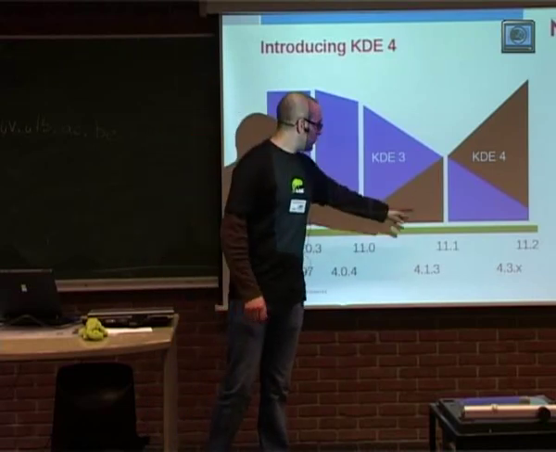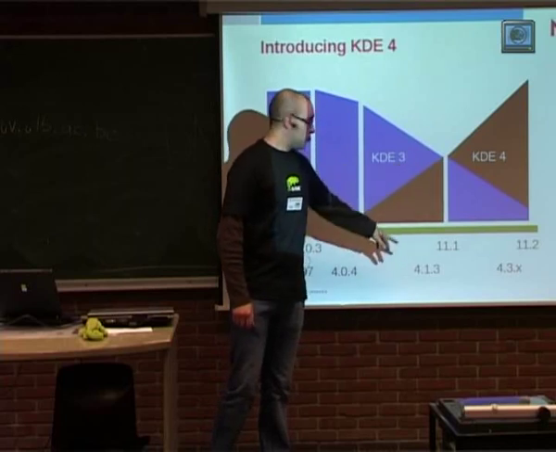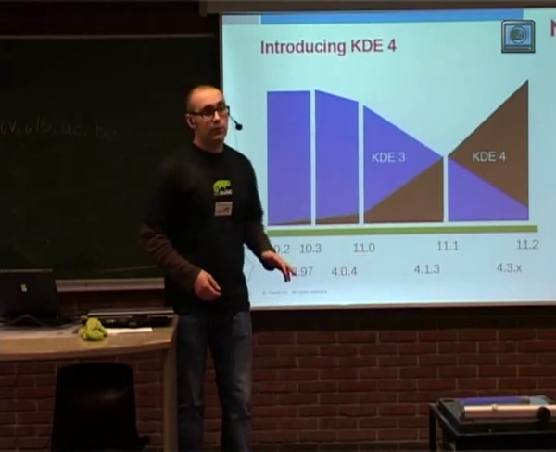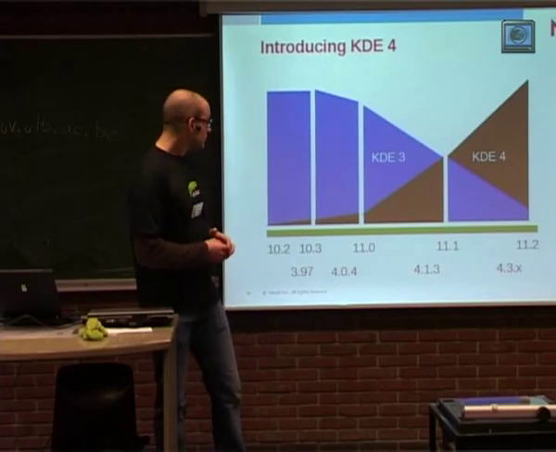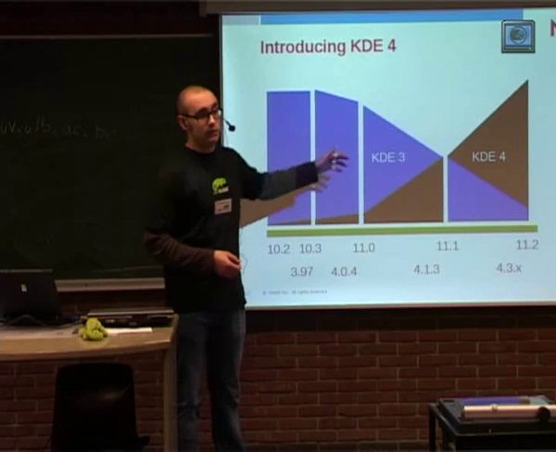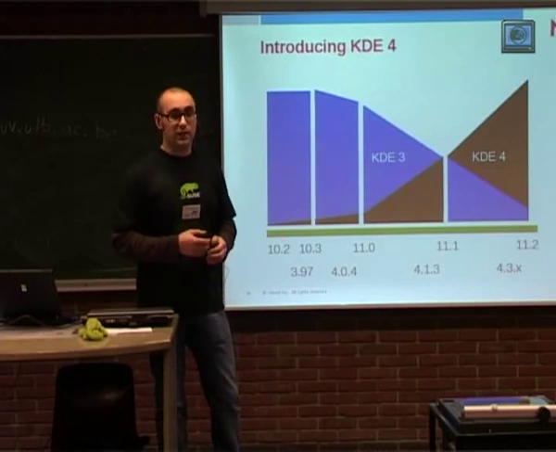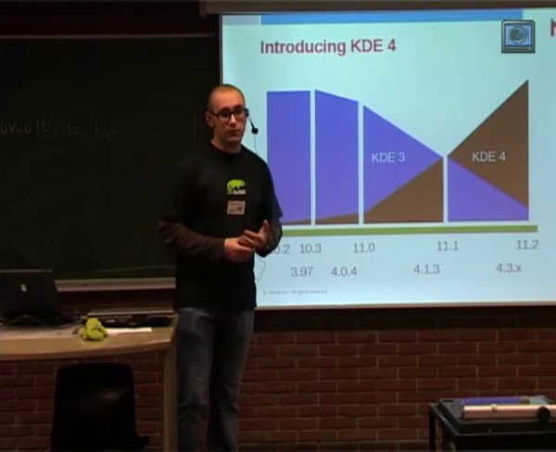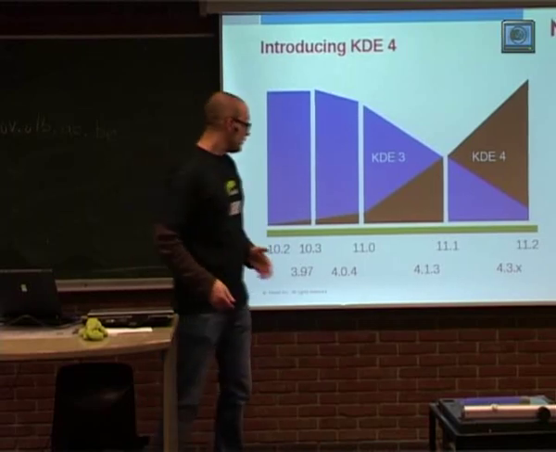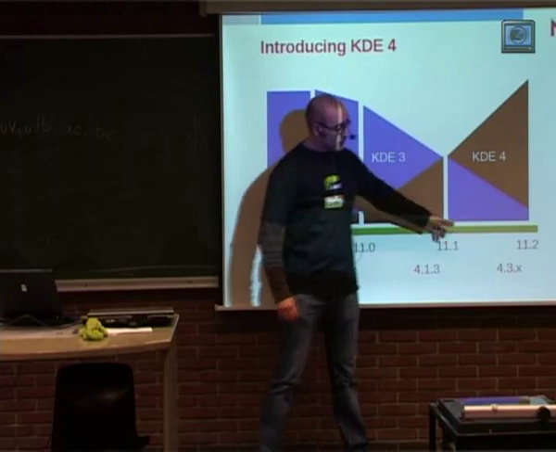Still the full KDE 3 desktop. When we come to 11.1 now, we've got 4.1 on there with a lot of tweaks from KDE 4.2 backported. And we started to take out a few KDE 3 things which are completely replaced by their KDE 4 equivalents. For example, KTorrent. It's already leaps and bounds ahead of the KDE 3 version. This is where we are now.